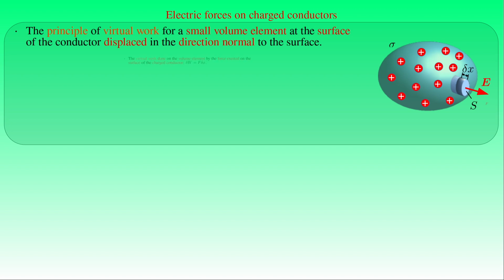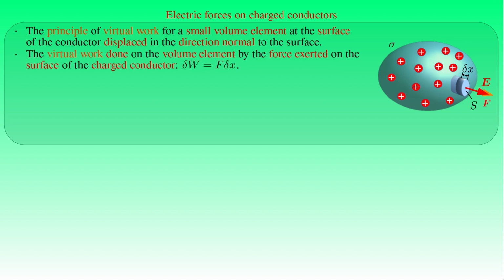The virtual work delta W done on the charged volume element when it is displaced by the force F on the surface of the conductor is equal to the magnitude of the force F times the displacement delta x, since the electric field representing the force is parallel with the displacement at the surface of the conductor.